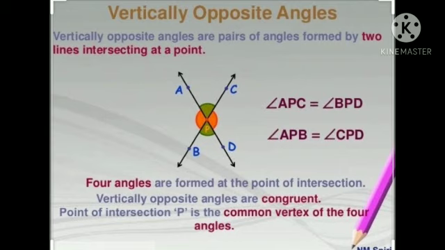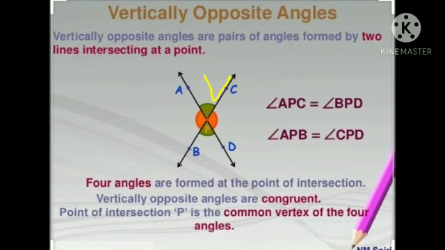So here see, the lines are intersecting with each other, so four angles you will get over here, that is angle APC, angle BPD, angle APB and angle CPD. Now here vertically opposite angles are always congruent. Understood? Keep in mind that the opposite angles are always congruent, means they are having equal measure. Understood? Clear everyone?